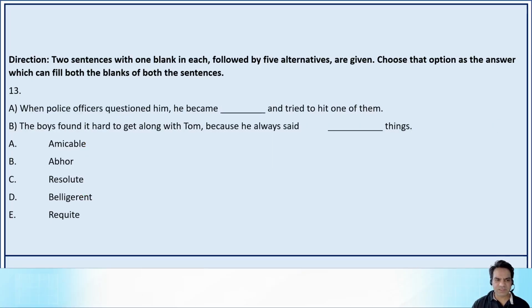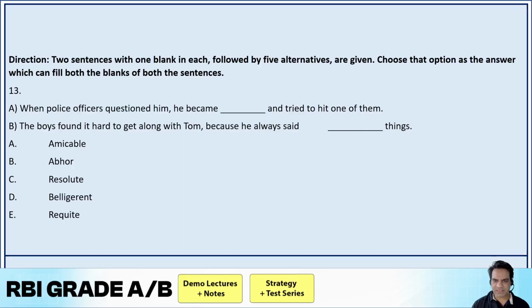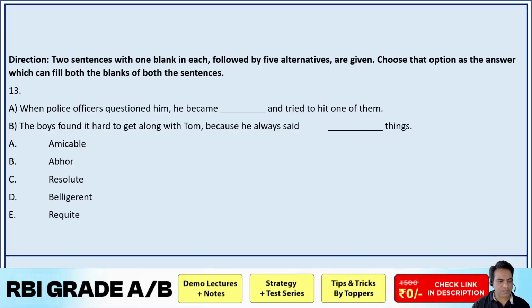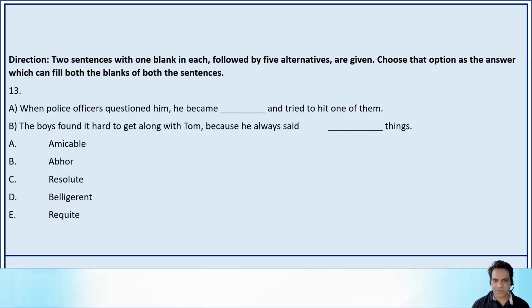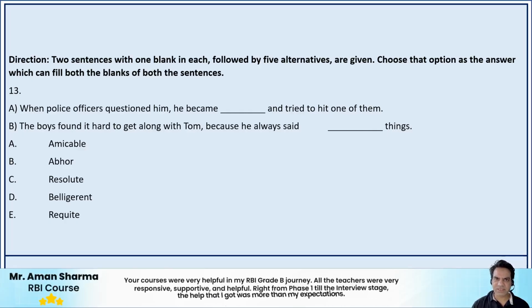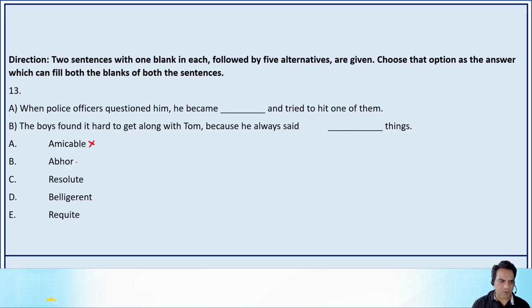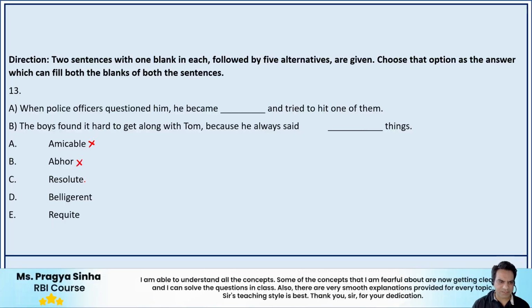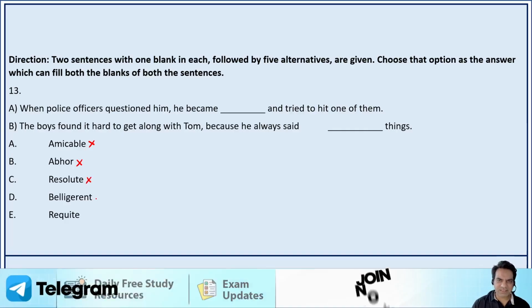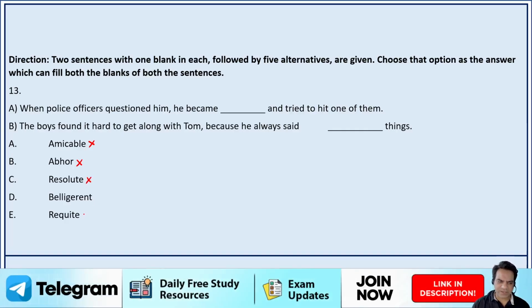Next, when police officers questioned him, he became dash and tried to hit one of them. And the boys found it hard to get along with Tom because he always said dash things. So it's a negative word. Amicable is friendly, no. Abhor is a verb, can't fit here. Resolute, no. Belligerent, yes, rude and angry. And requite is again very calm.